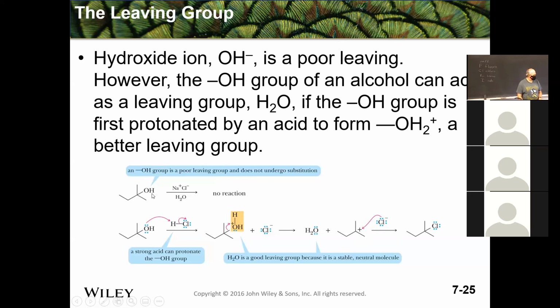So hydroxide's a really poor leaving group. Water is a good leaving group. So we can carry this substitution out in hydrochloric acid solution. All right, this would be an SN1 reaction. First of all, we've got a tertiary substrate, and we form a carbocation intermediate.